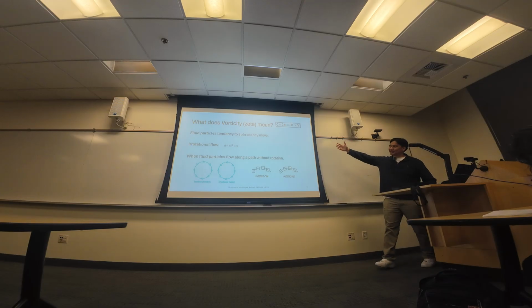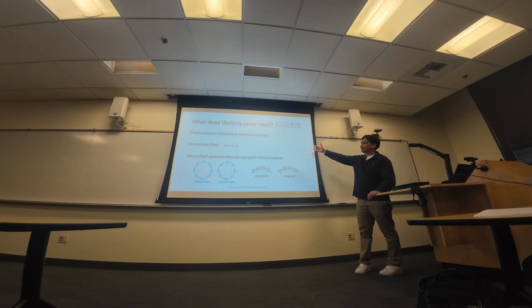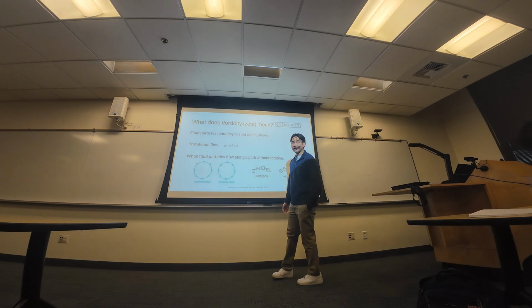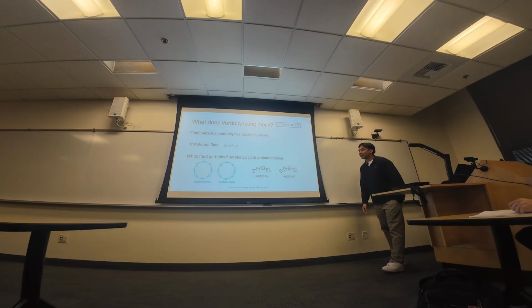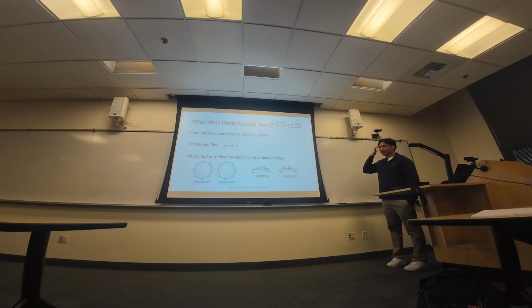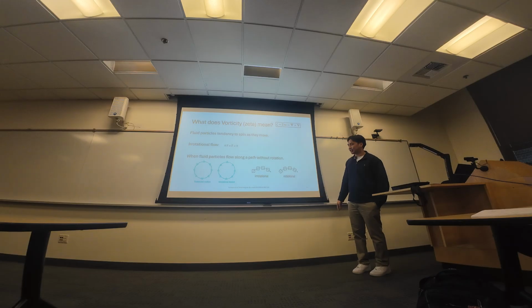So here, I even said it to you. What does vorticity mean? It's the fluid particle's tendency to spin as it moves, or in mathematical terms, it's 2 times omega. There is a term called irrotational flow. In mathematical terms, that's when your omega, or I guess this is vorticity because there's no half, is equal to 0. And what does that mean conceptually from the equation? It's when fluid particles flow along a path without rotation.